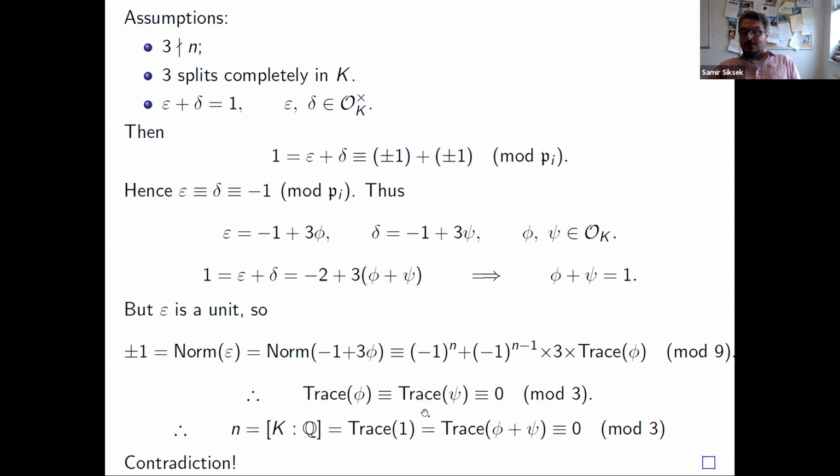And exactly the same thing you can do for delta, and you deduce that the trace of psi is 0 mod 3. And then you can say, well, I can take this equation and take traces. On one side, I have the trace of 1, which is n. And on the other side, I have trace of phi plus trace of psi, that's 0 mod 3. So n is 0 mod 3, and that contradicts my assumption, which I haven't used yet, that 3 doesn't divide n. So we get a contradiction. Okay. Any questions so far?